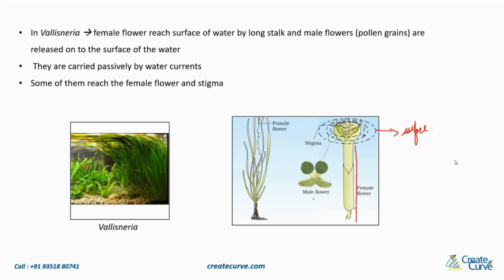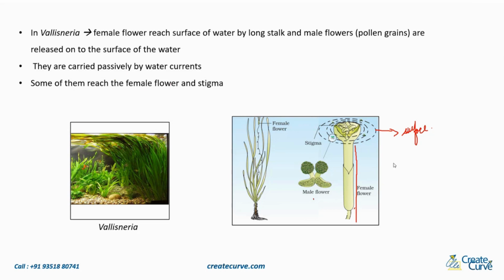Now, you may say that the pollen grains within the water just get released. How does it reach the surface? This happens through the water currents. As the water is flowing, it will push the pollen grains towards the surface. So that is why it says here they are carried passively by water currents. Some of them reach the female flower and stigma.